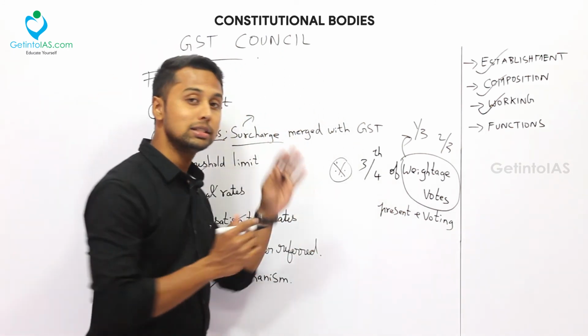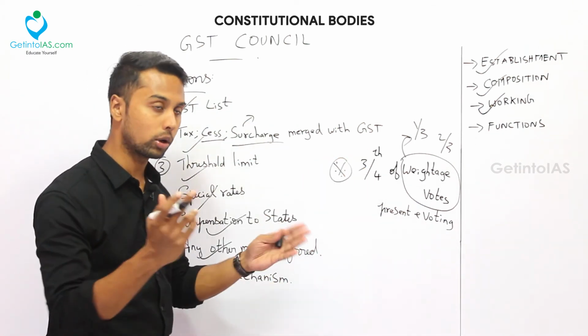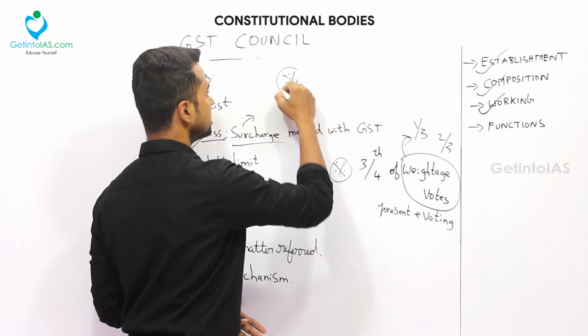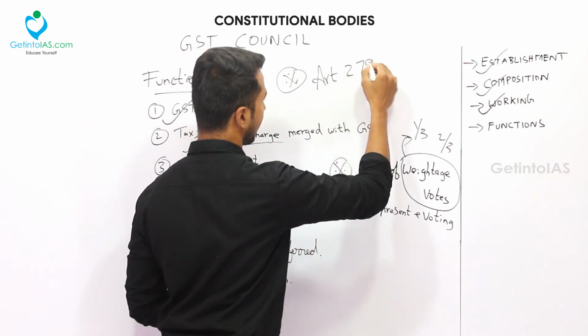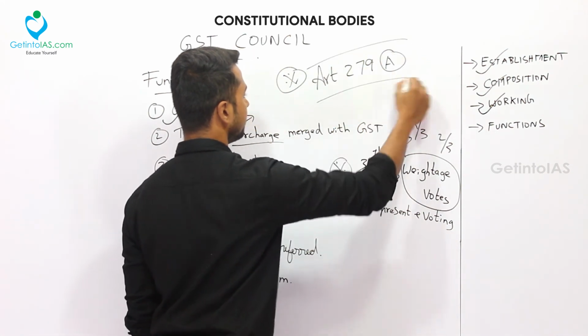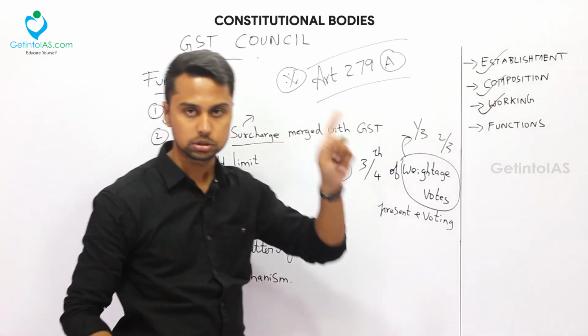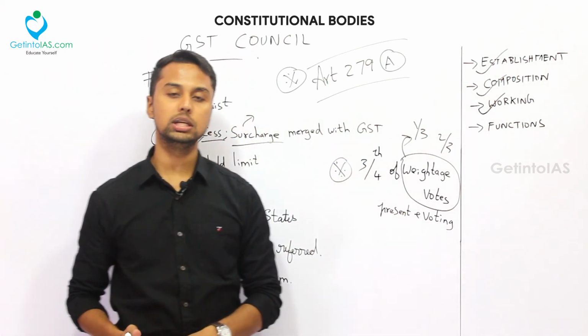Finally, to say this is a constitutional body and there should be an article there. We know it is the 101st amendment, but what is the article which I forgot to mention? It is Article 279, and this GST council is under 279A. 279A gives the powers for the establishment of the GST council. So with that I am closing this GST council.